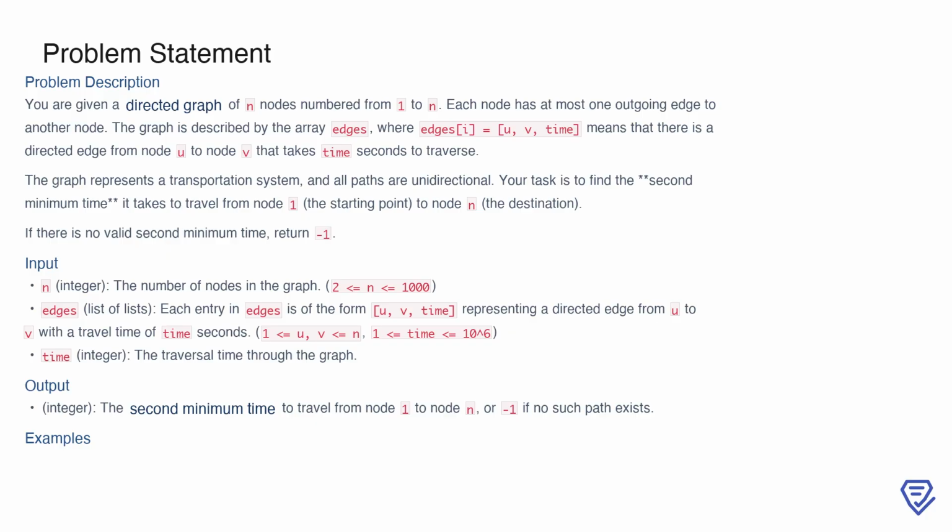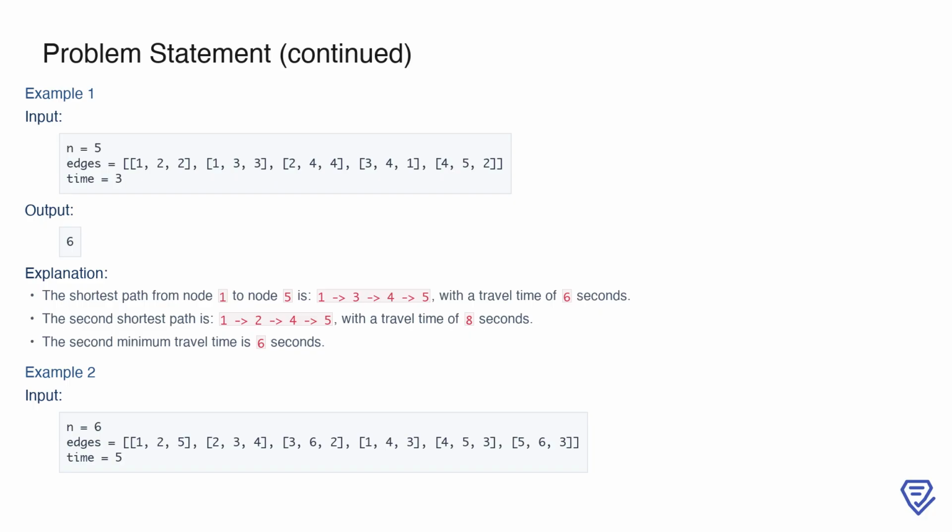Your task is to calculate the second minimum time required to travel from node 1, which is the starting point, to node n, the destination. If a second minimum time cannot be determined, you'll return -1. The input parameters include the number of nodes n, the list of directed edges, and a traversal time. The output is a single integer that represents the second minimum time to reach the destination, or -1 if no valid second path exists. To better understand the problem, let's consider an example.